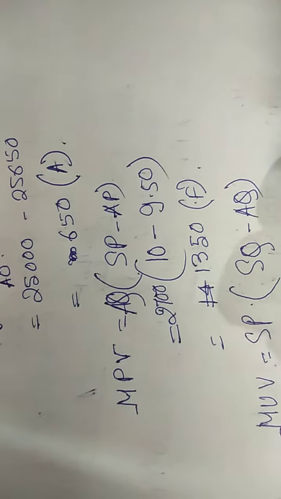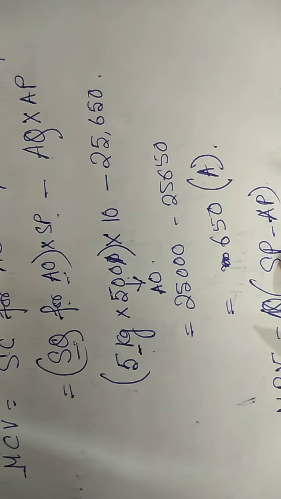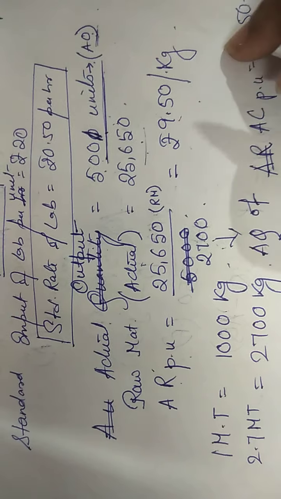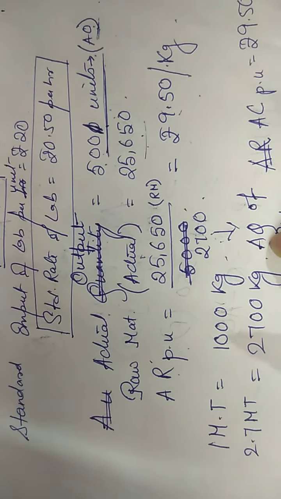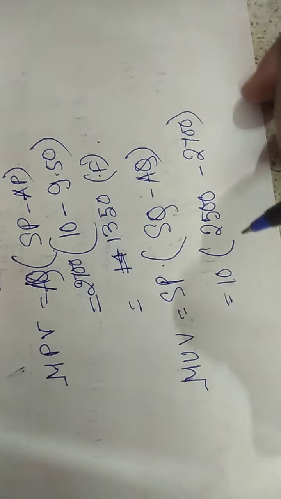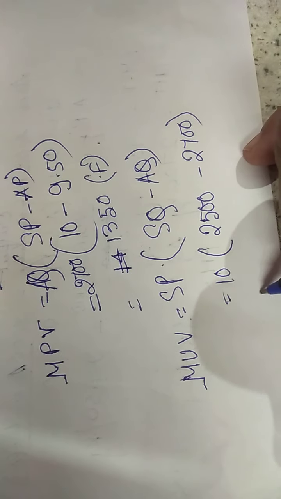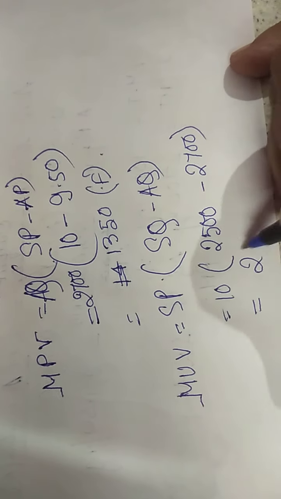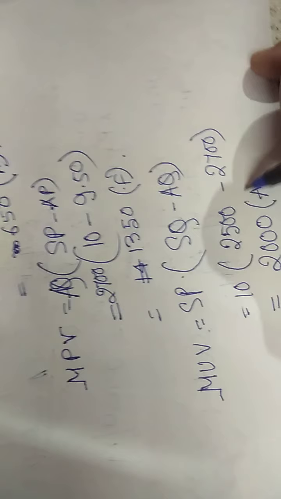And what is actual quantity? Actual quantity I have found out over here. Actual quantity of raw material is 2700. So 2500 minus 2700 is minus 200. Minus 200 into 10 is coming to 2000 adverse.